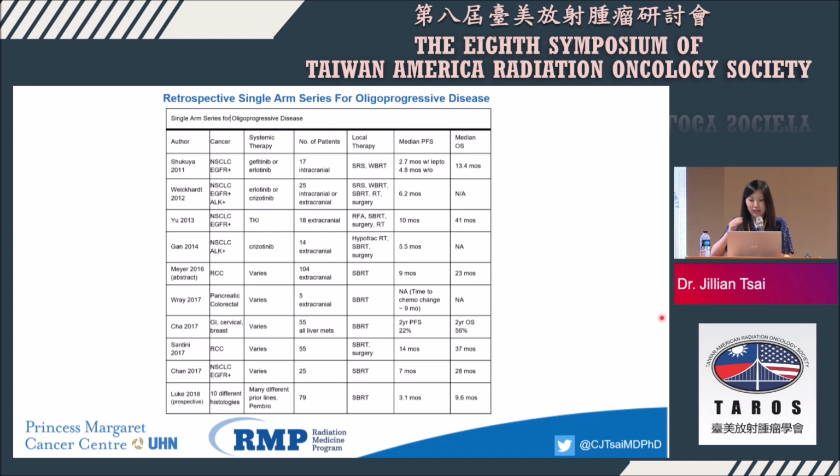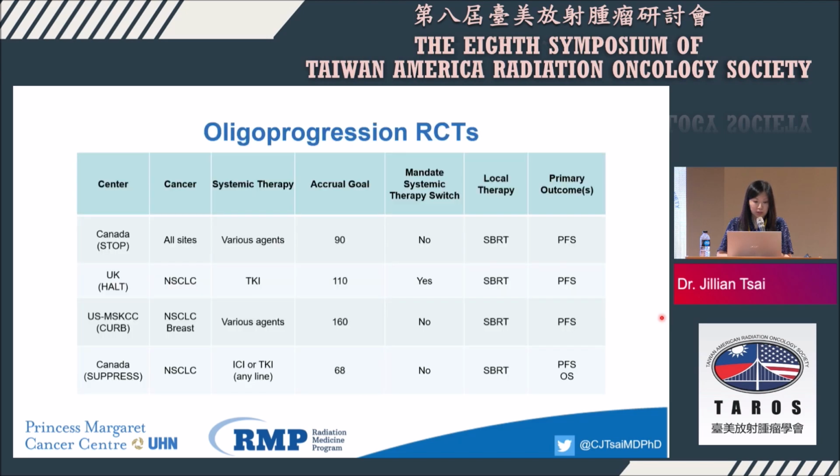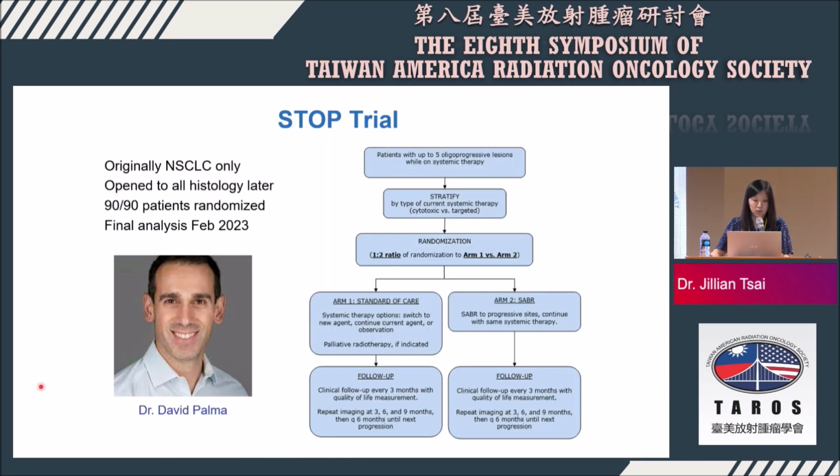There are several retrospective series looking at what we could potentially do with the addition of radiotherapy in patients with oligoprogressive disease. If we give them radiation to the limited sites of progression, would that help the patient? There are 4 ongoing and recently finished randomized clinical trials of oligoprogression, and I will talk more about them in detail. The first trial in Canada actually closed last year. This patient population was initially non-small cell lung cancer only, but later, because of challenging accrual, they opened the study to all histologies.